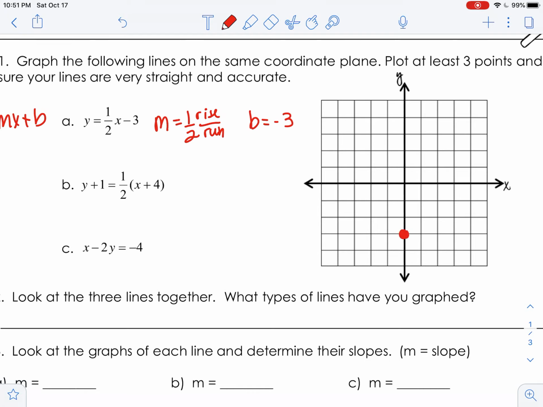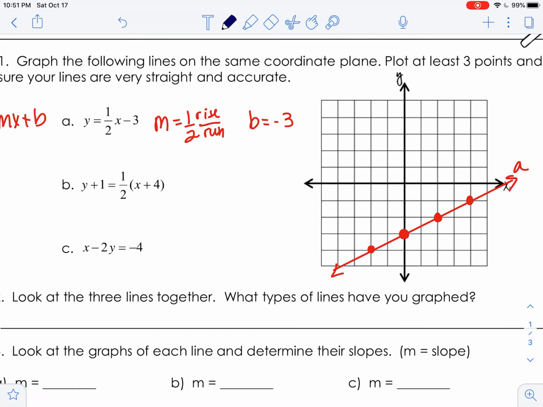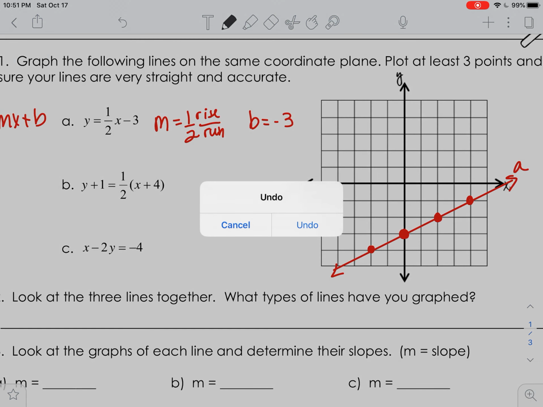So we've got -3 right here. And then we're going to rise 1, run 2. Rise 1, run 2. So we've got at least 3 points over here. You can go the other way if you want to, down 1 over 2. Totally up to you. I'm just going to go ahead and draw this line over here. So this is my line A. Now I'm going to change my color and I'll do a blue.